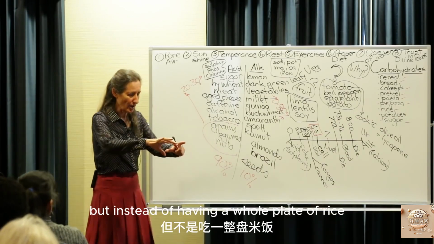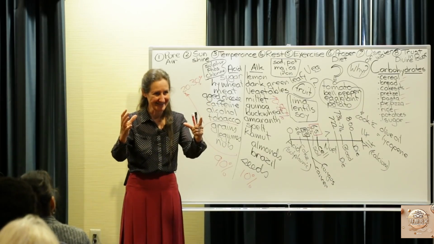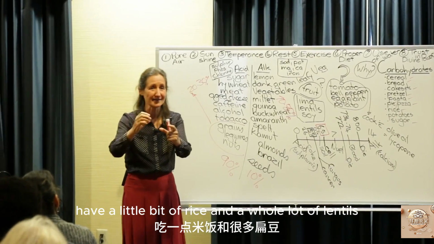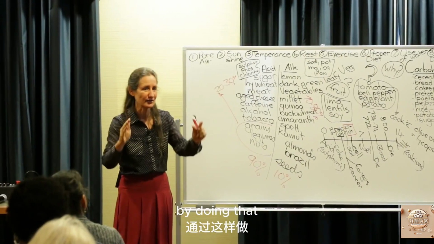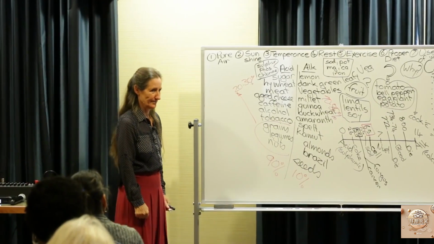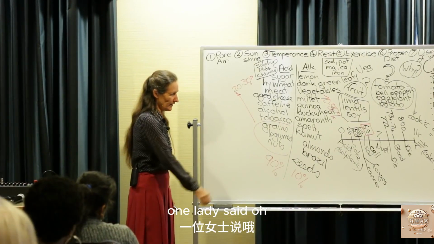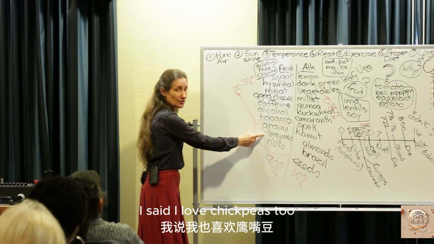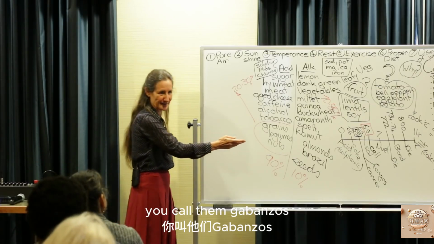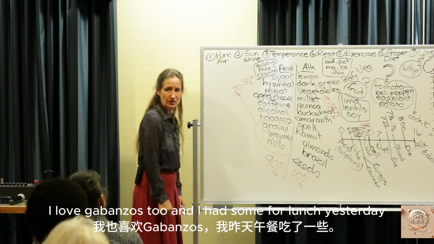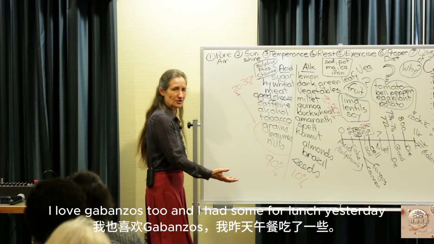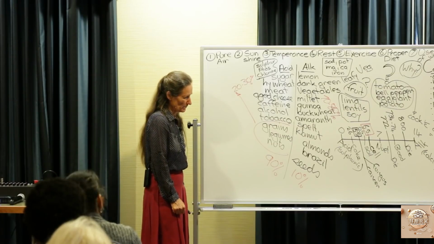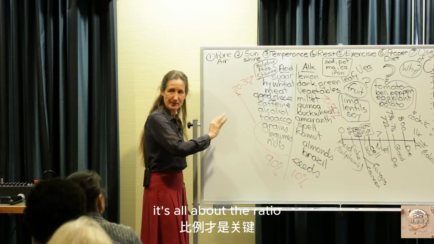But instead of having a whole plate of rice, have a little bit of rice and a whole lot of lentils and a big salad. See, by doing that, you actually change the ratio a little bit. One lady said, "Oh, I love chickpeas," and they're on the acid side. I said, "I love chickpeas too," or garbanzos, sorry. You call them garbanzos. I love garbanzos too. And I had some for lunch yesterday. We need a little acid. It's all about the ratio.